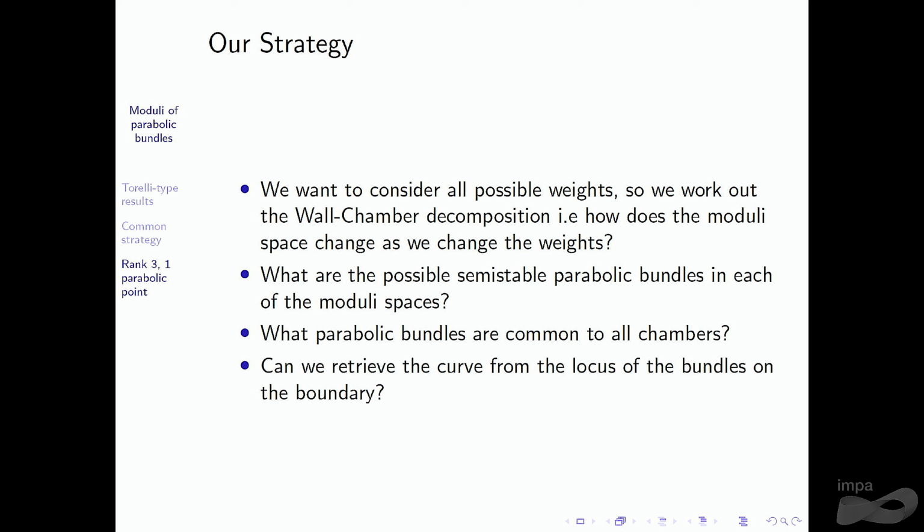I'm just explaining the strategy very briefly, in case I run out of time, which might happen. So the question then is, can I retrieve the curve from the locus of the bundles that are not common to all the moduli spaces? That is, the ones that are not always stable for any chamber.